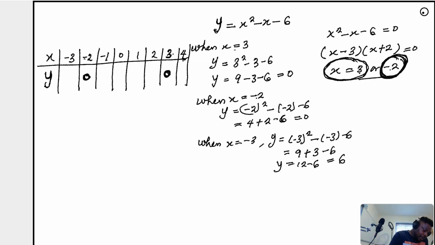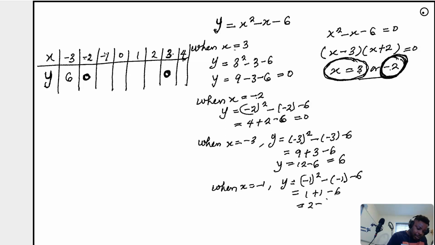So when x is -3, y is 6. Okay, then let's do for -1. When x is equal to -1, let's get y. -1 squared minus -1 minus 6. This is 1 plus 1 minus 6. This is 2 minus 6. So this will be -4. So when x is -1, y is -4.